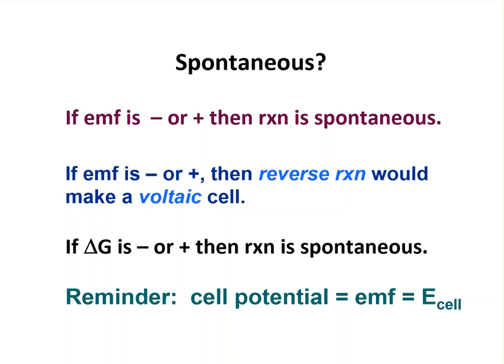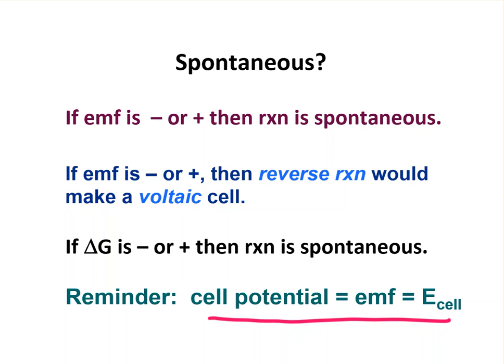Now let's see how cell potential is connected to Gibbs free energy. So I want to start by reminding you that we use some different terms for cell potential. Electromotive force for the cell, or we abbreviate it E cell. So anyway, if the EMF for a cell is positive or negative, is that spontaneous?